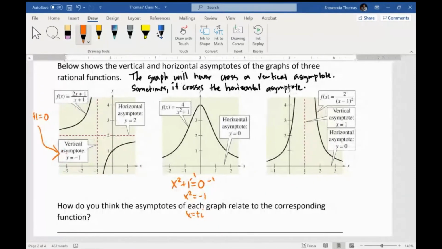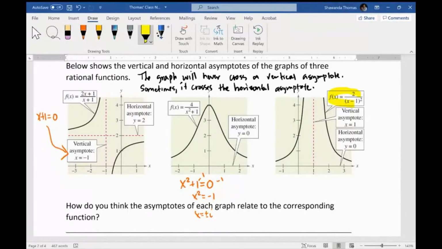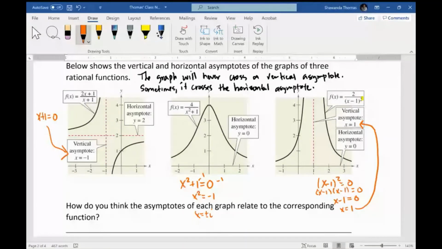This one is 2 over x minus 1 squared. What's the denominator again? x minus 1 squared. Yep, x minus 1 squared equals 0, which is really x minus 1 times x minus 1. It's the same thing. So x minus 1 equals 0. Y'all see why the vertical asymptote is x equals 1? So that's how you find the vertical asymptote, before we move on to horizontal asymptote.